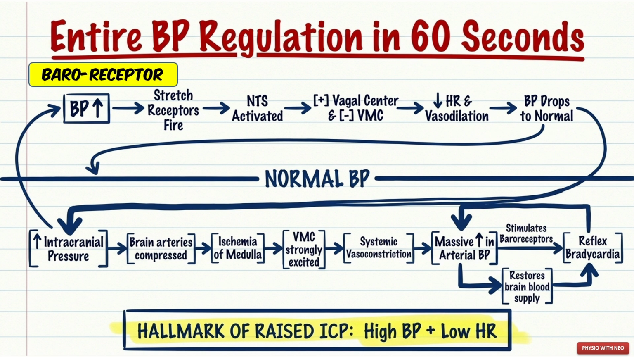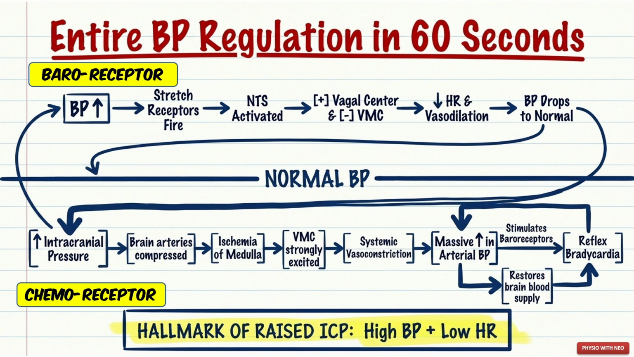First, about the baroreceptor. It causes a rise in blood pressure, causes stretch of the baroreceptor, the nucleus tractus solitarius gets activated, it stimulates the vagal center, inhibits the vasomotor center, and ultimately causes decreased heart rate and vasodilatation, and blood pressure comes back to normal.